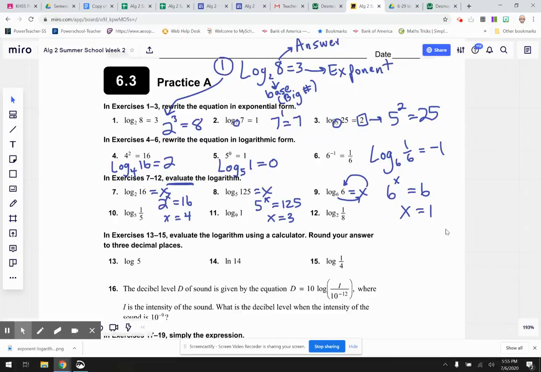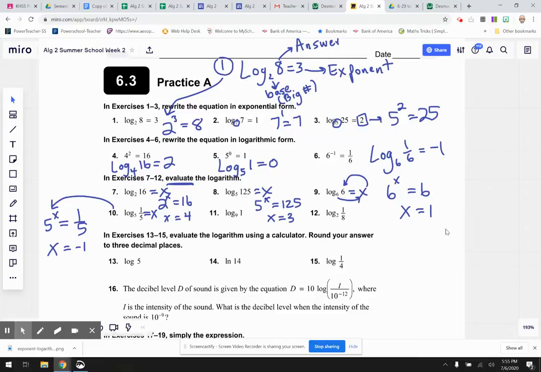Okay, number 10, we'll look over here. We want to make it equal x. So we've got 5 to the x power equals 1/5. That means we need the 5 to get to the bottom, so we're going to have to put a negative exponent. It's going to be -1. 5 to the negative first power would move that 5 to the bottom, and you'd get 1/5.